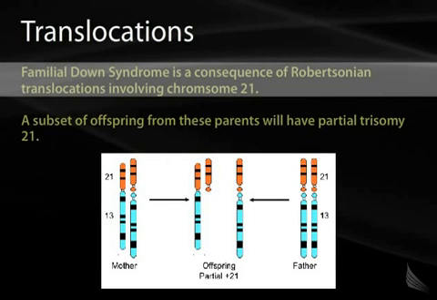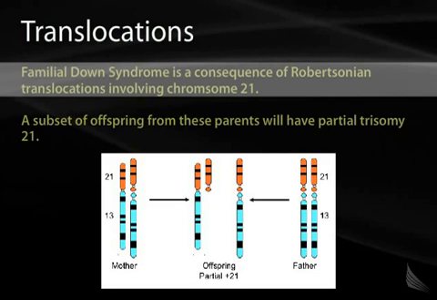Now, familial Down syndrome is a good example of a consequence of Robertsonian translocations. So what we have here is a Robertsonian translocation between chromosome 13 and chromosome 21. Let's say we have the mother that has this Robertsonian translocation. It's got this hybrid chromosome, and then it's got a normal 21, and she's got a normal 13. The father also has two normal 21s, two normal 13s coming together. Now remember, during meiosis, they're only going to contribute half of their genetic material.